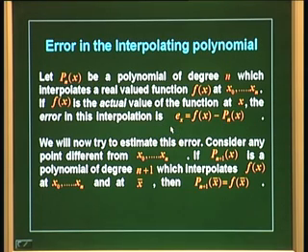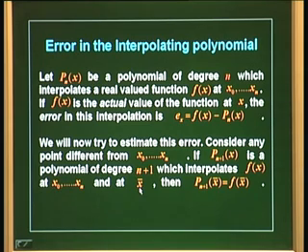Now we should try to estimate this error. Why an estimate? Because we do not know f of x. So we need to make an estimate for this error, f of x minus Pn of x. The way we do that is to consider some point x bar between x0 and xn, and we assume for the time being that we know the function value at x bar, that is, we know f of x bar.